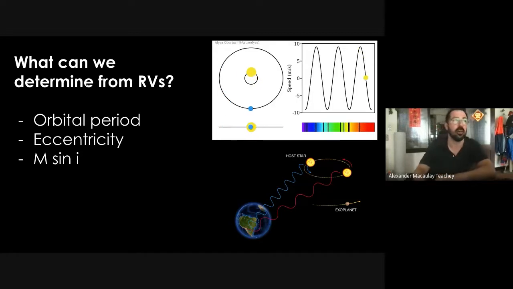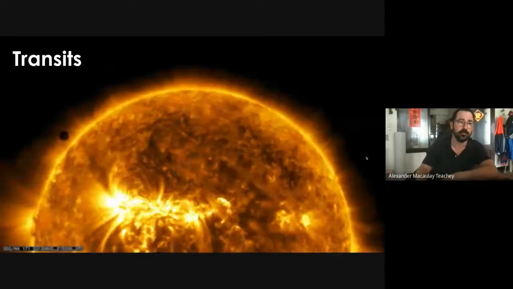If we're looking at a system face on like this, there will be no radial velocity of the star because it's not coming towards us or away from us. It's just kind of moving around in the plane of the sky. And if you see it like this, you're definitely seeing it coming towards you and away from you. And so you can measure a radial velocity here, but the amplitude is going to depend both on the mass of the planet as well as how inclined this orbit is from our point of view.